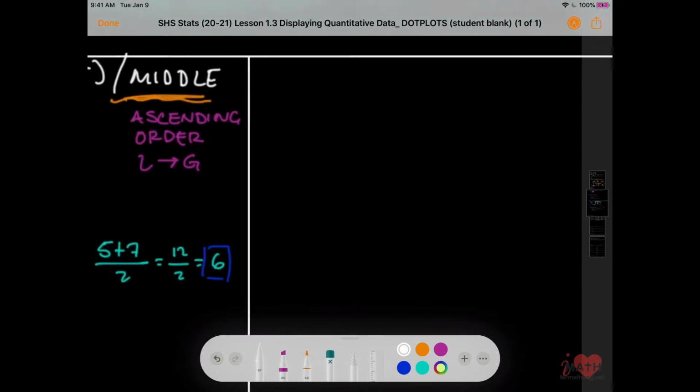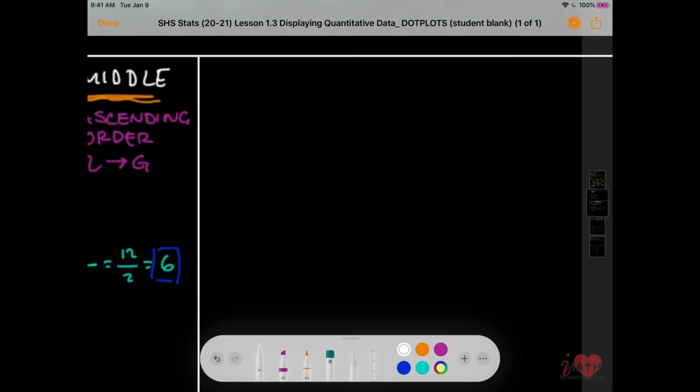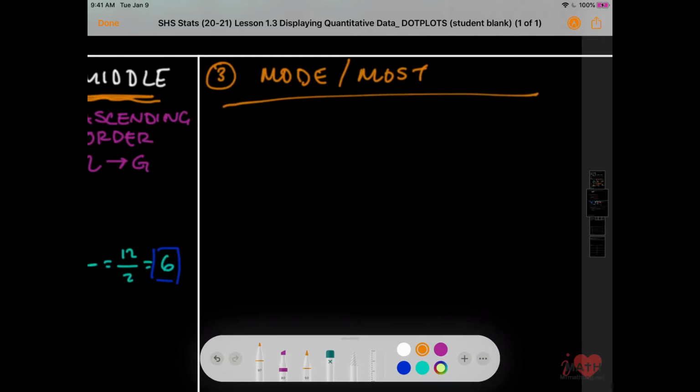Mean, median, and the last one is mode. So our third M is mode, and a phrase that helps you is "most." What number comes up the most? Here's our example. I have 1, 7, 7, 9, and 22.